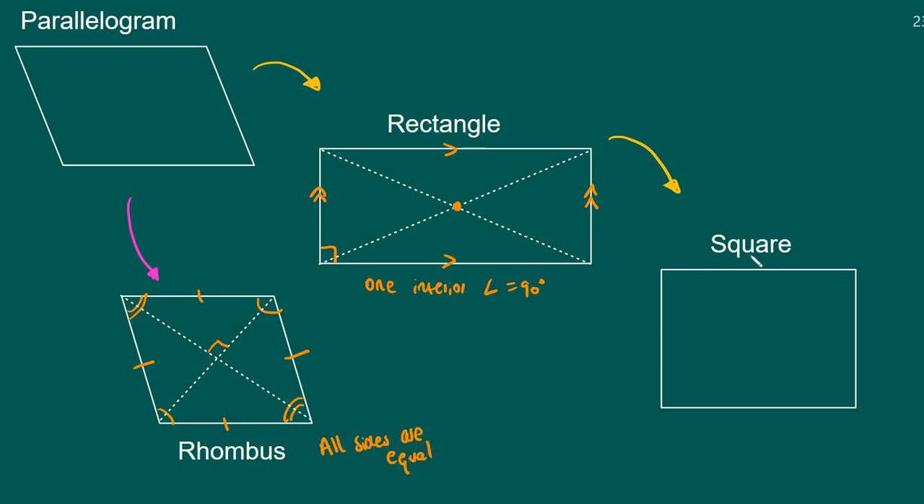Then what would be a square? A square would still be a parallelogram with equal sides, but at the same time with one interior angle equal to 90 degrees. So a square combines this one and that one, then you form a square, you see. So everything comes from a parallelogram.